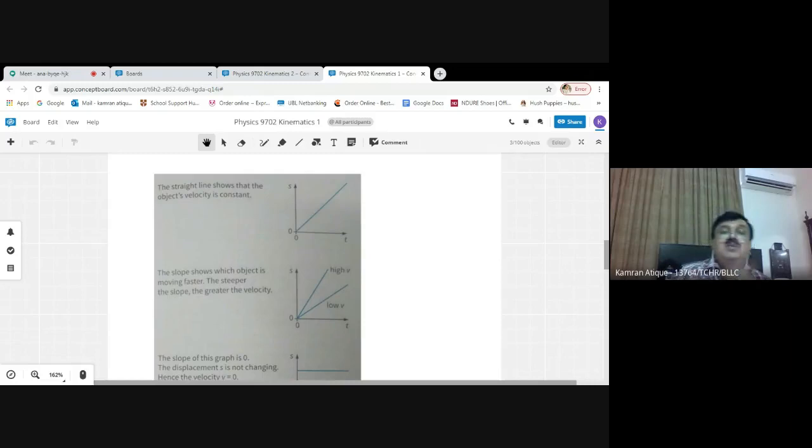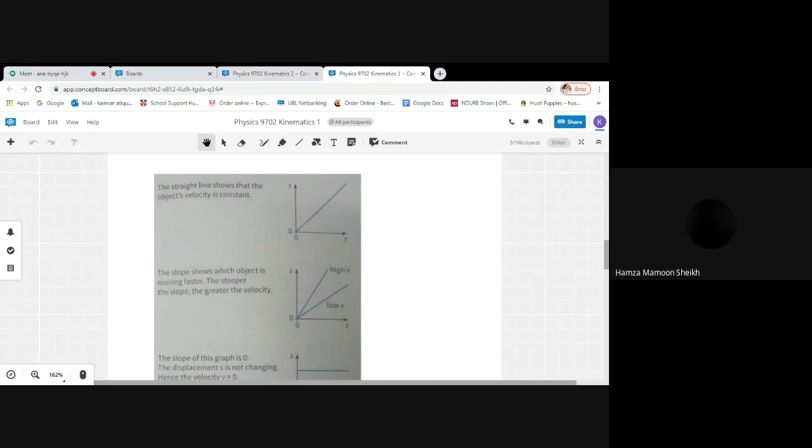Right. From this graph, we can obtain the information of distance covered from the y-axis and the information of time from the x-axis. But how can we obtain the information of speed or velocity from this graph, Hamza? Is it possible? So we can obtain the speed, but not the velocity. We can only find the velocity if the direction is given. The speed will be the gradient of this graph.